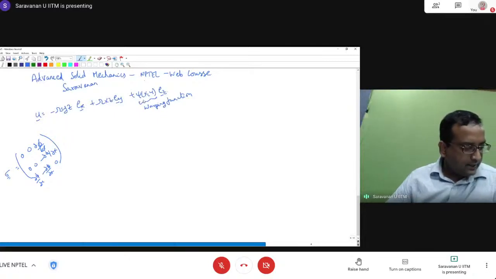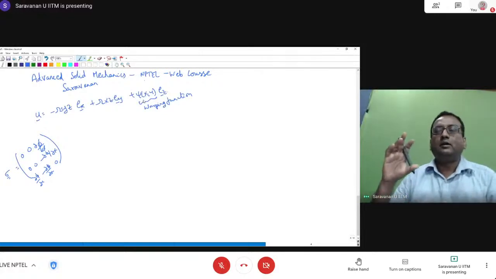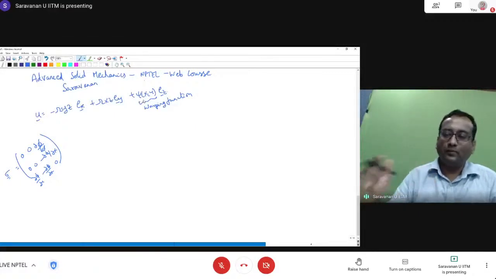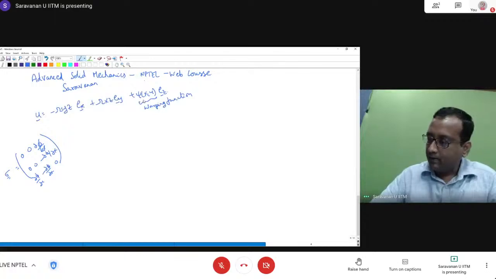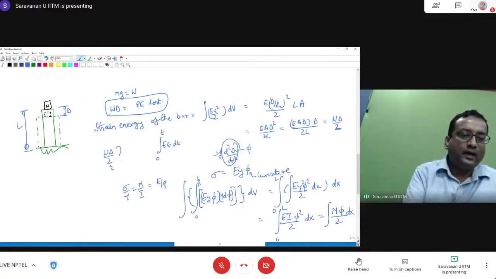Okay, strain energy, see, energy has to be conserved. So energy should flow from somewhere to somewhere else. So if the strain energy of the system increases, for example, in this problem, when I place a bar, there's a loss in the potential energy which went to be stored as the energy in the bar.